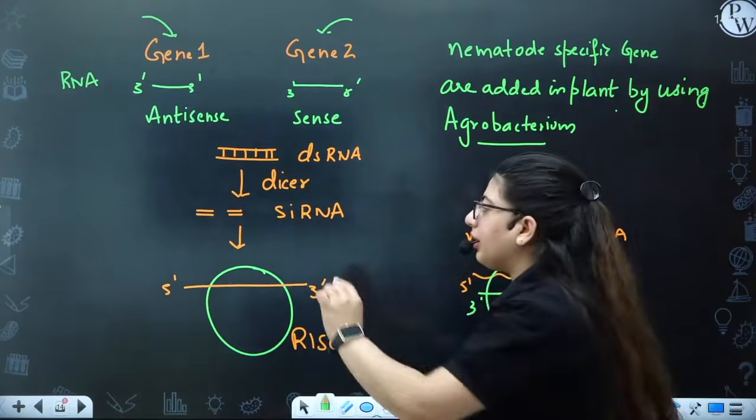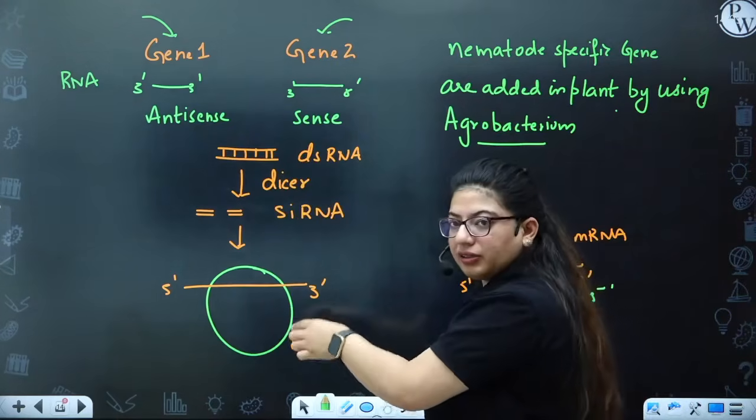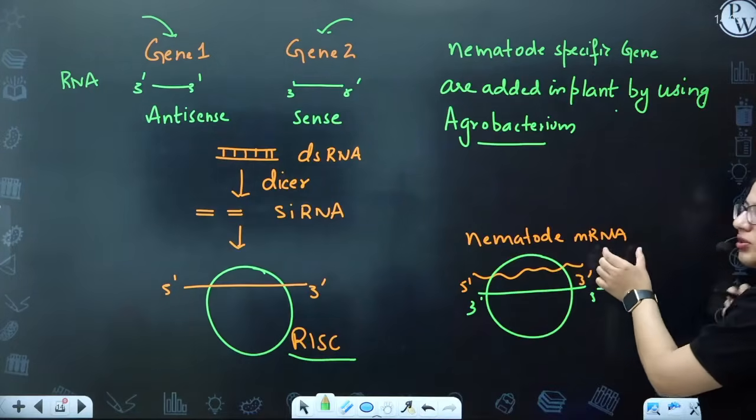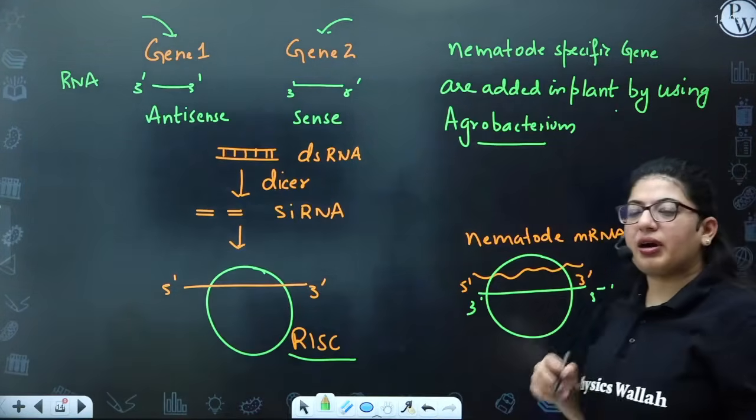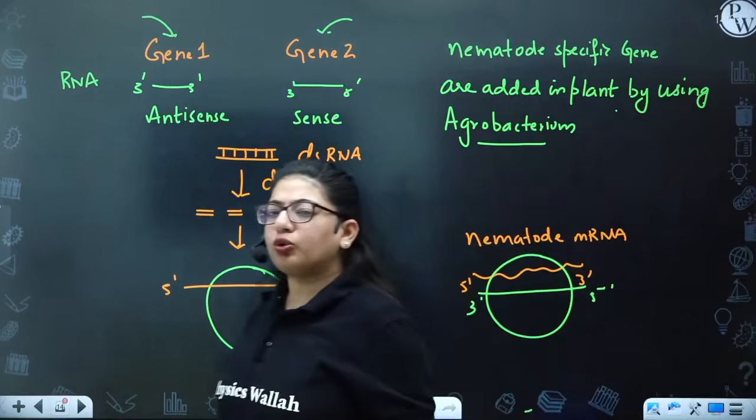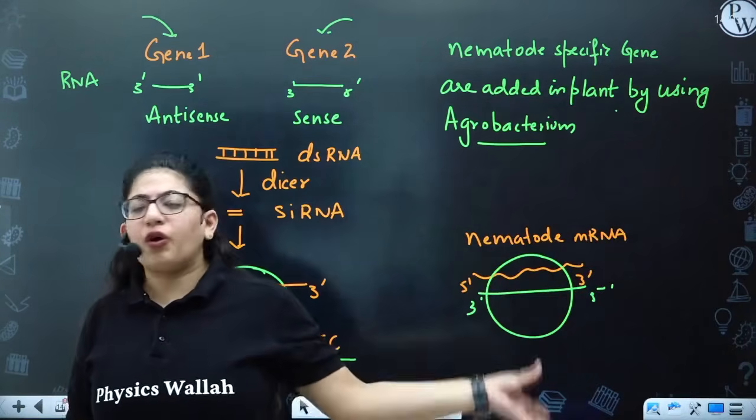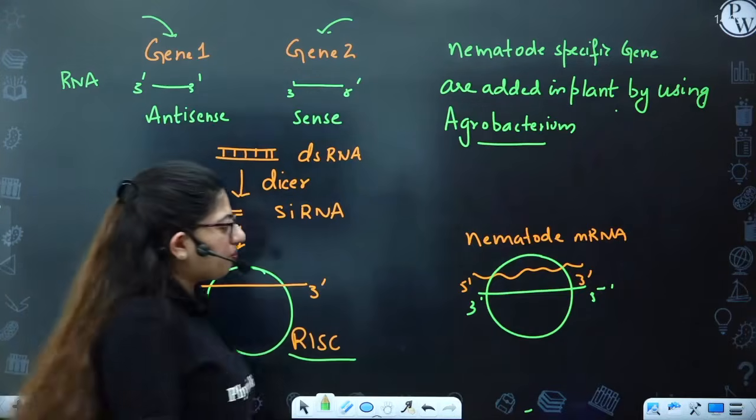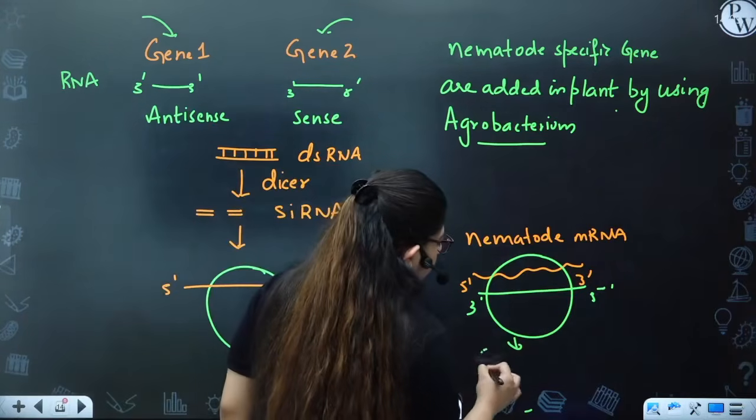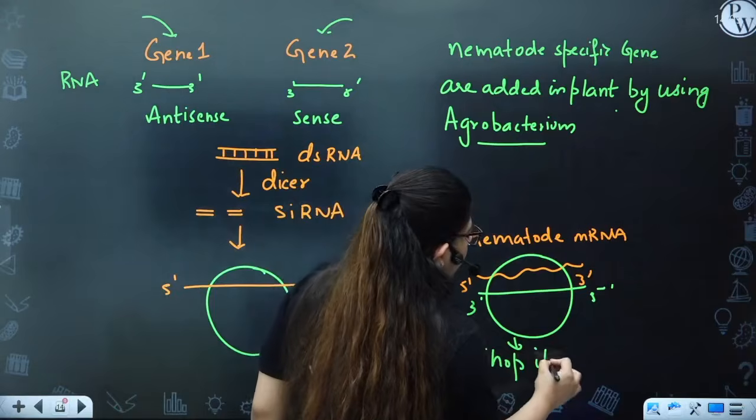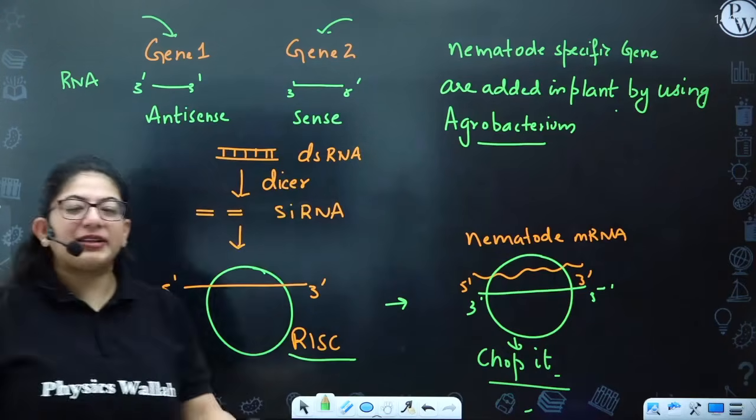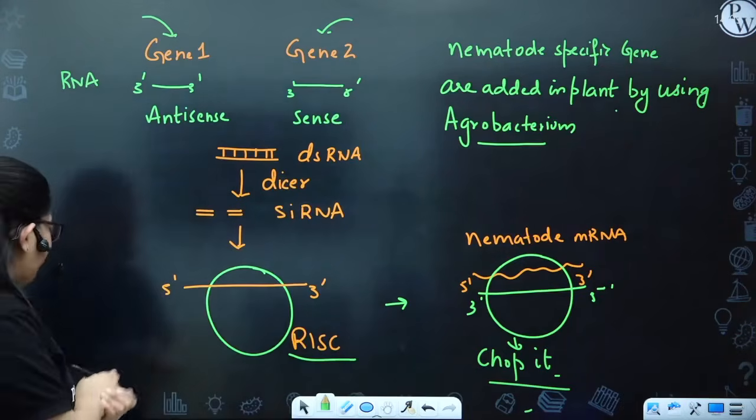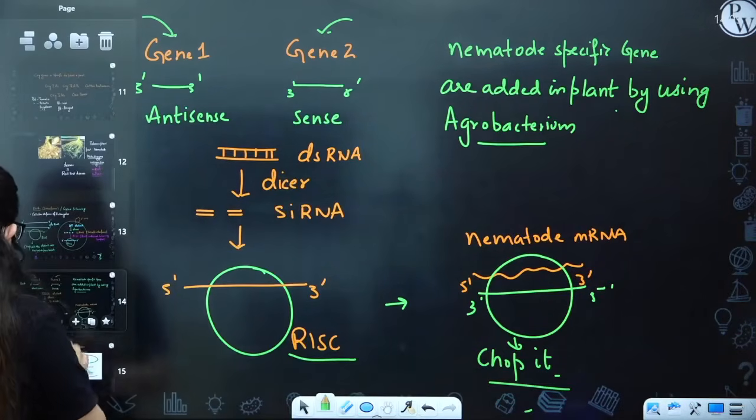And now this RNA will initiate RNA interference, and RISC will be formed which is complementary to the nematode's mRNA. So whenever the nematode's mRNA tries to enter your plant's root, we already have RISC there waiting for it, and RISC will bind and chop it into pieces. Chop it. So this is how you can make the pest-resistant tobacco plant. Easy? Yes. All right, I hope you get to know what it was.